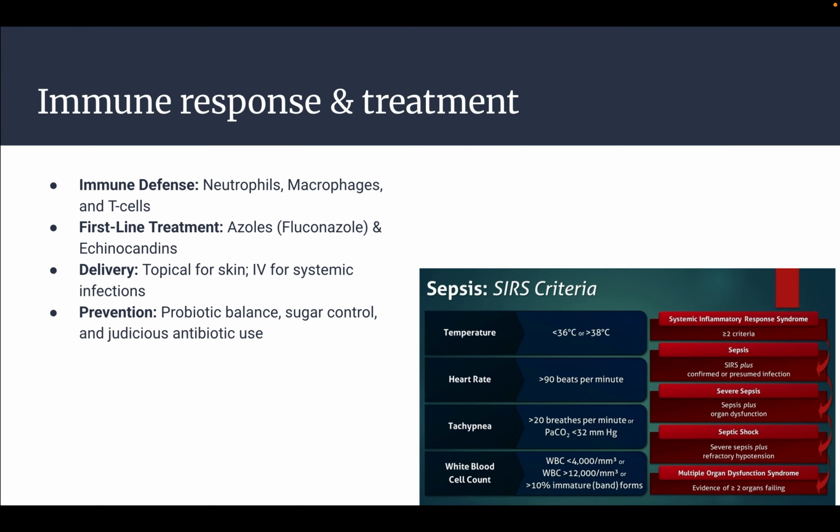If we don't take care of the infection, again, you may go into sepsis, which is why over here I have a chart saying the symptoms, and if you notice any of these, you must immediately rush to the hospital.